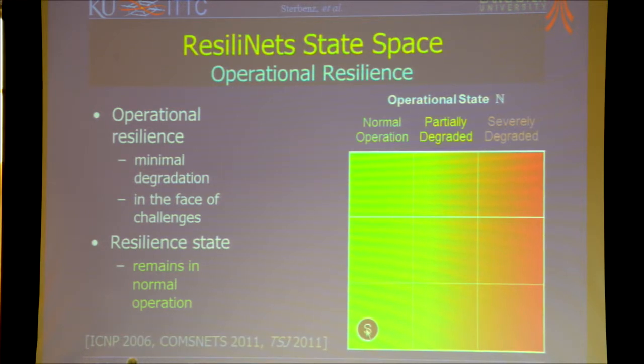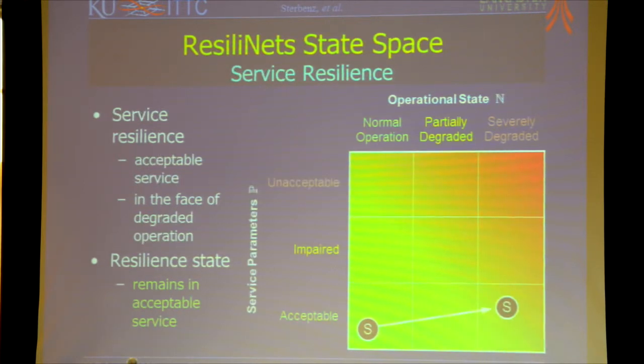And then as there are challenges, the network degrades. And so a resilient network is one that stays pushed to the left there in the green, even when there are challenges. Users don't care about that. Users care about the service. So that's the vertical axis.